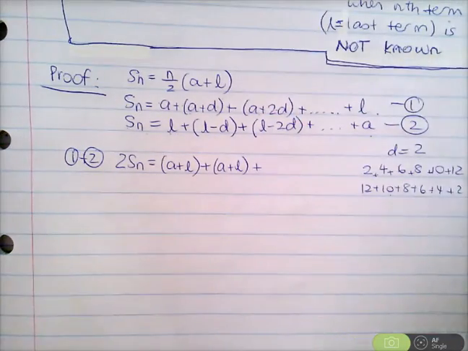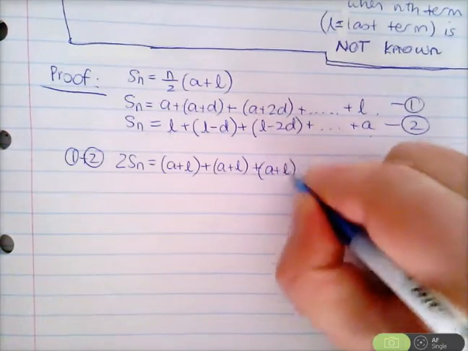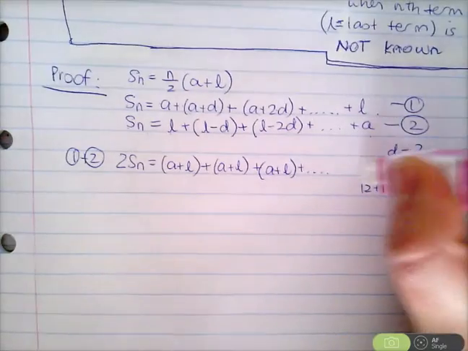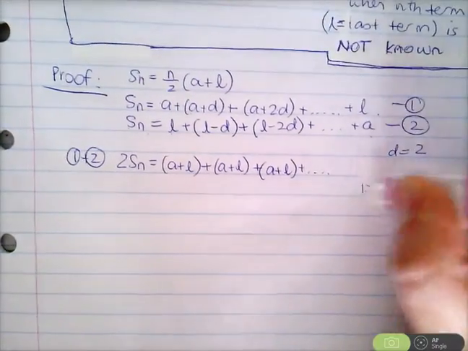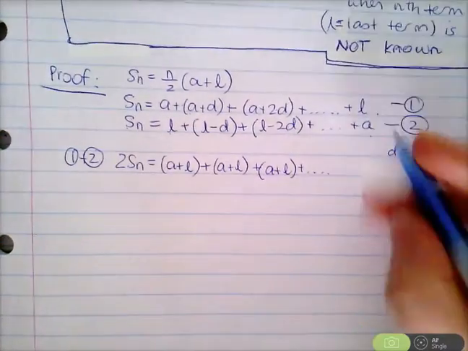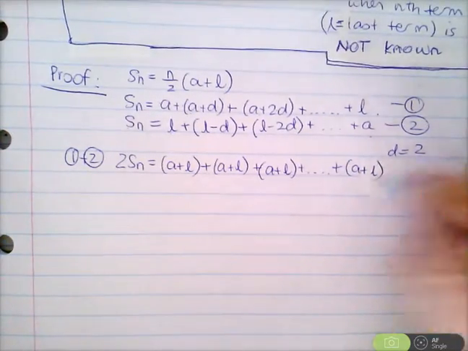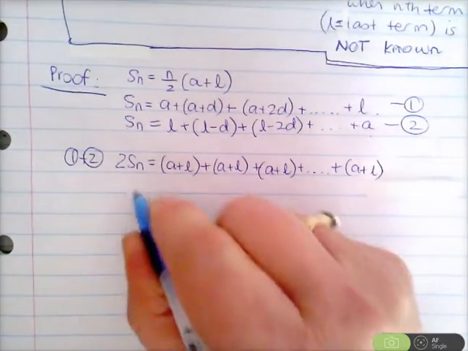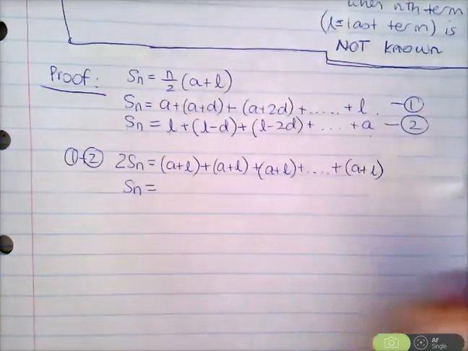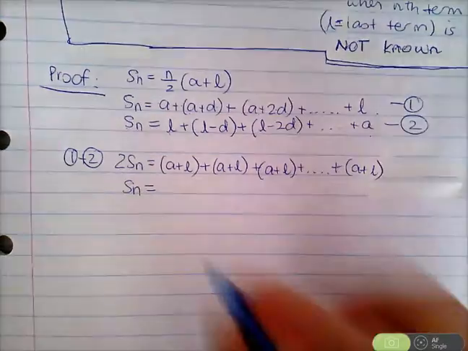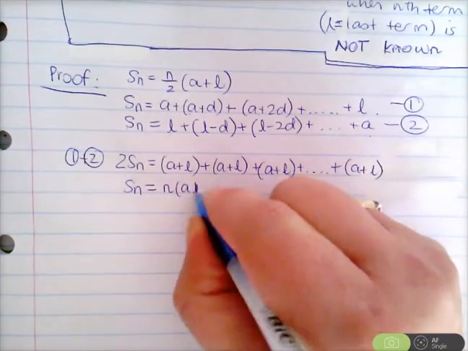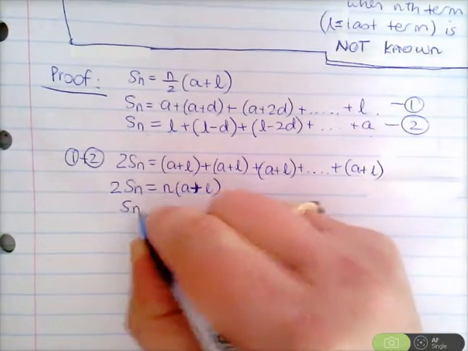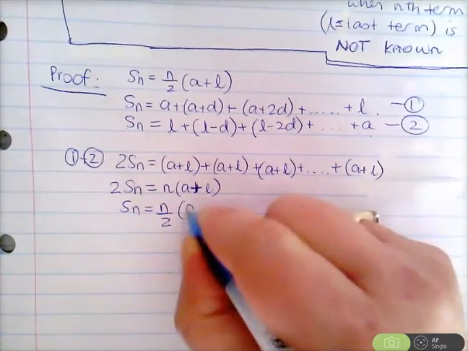The plus 2D and the minus 2D cancel, and I've got A plus L, plus another A plus L. Get rid of that too. Okay, so therefore 2Sn is equal to n lots of A plus L. Therefore Sn equals n on 2 (A plus L).